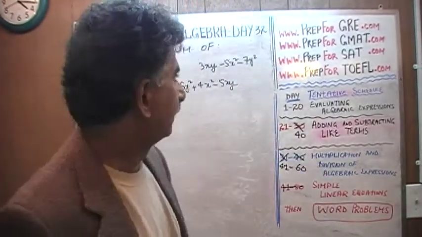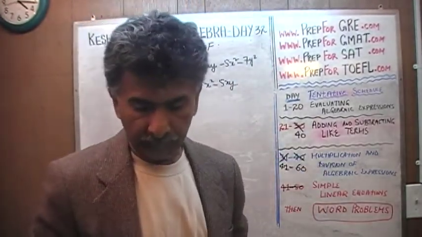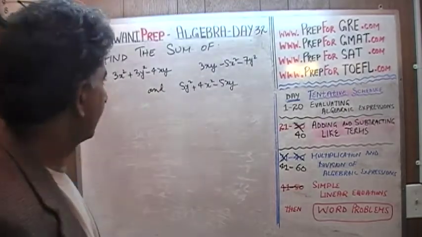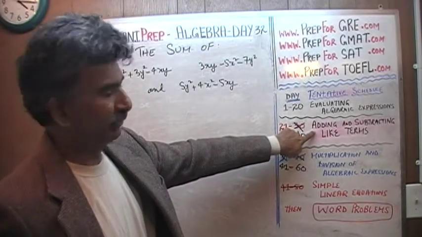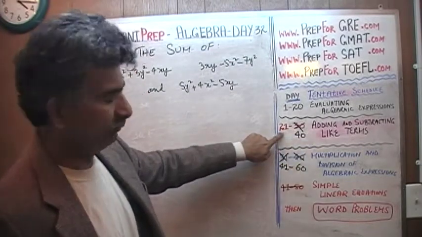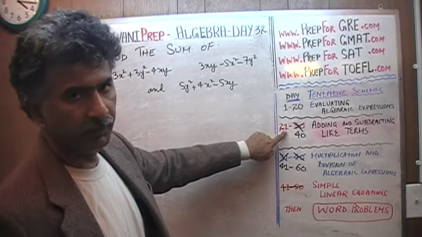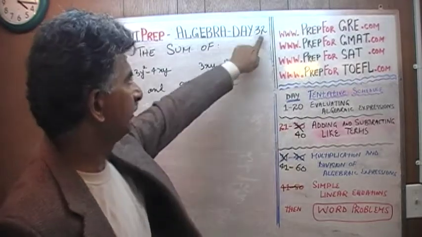Today is our lesson number 32. The problem is already on the blackboard, day number 32. We are doing adding and subtracting of like terms, which we have been doing from day number 21 through 40. Today is our day number 32.